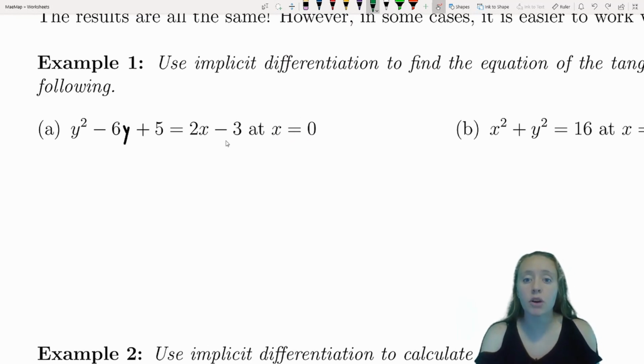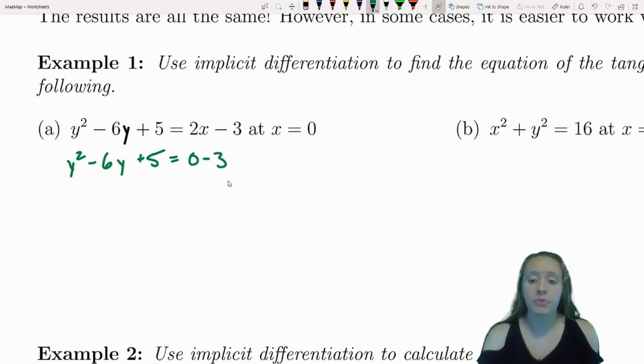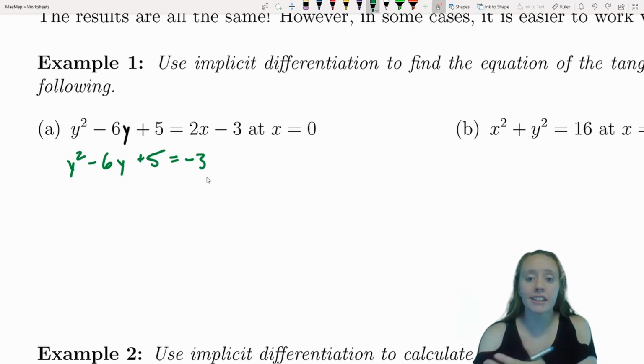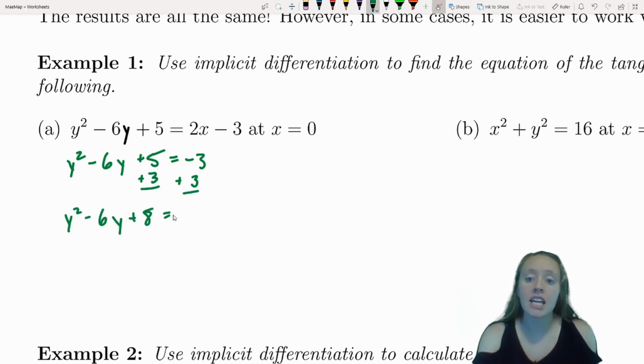If I were to plug 0 in for x, I would get that y squared minus 6y plus 5 equals 2 times 0, which is 0 minus 3. So I have y squared minus 6y plus 5 equals a negative 3. This looks pretty close to quadratic, so let's go ahead and set this all equal to 0, which I'll do by adding 3 to the other side. So when I add 3 to the other side of my equation, I'll get that y squared minus 6y plus 8 equals 0. Now let's factor it.